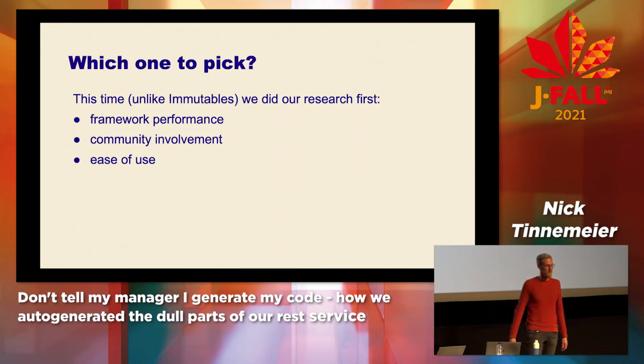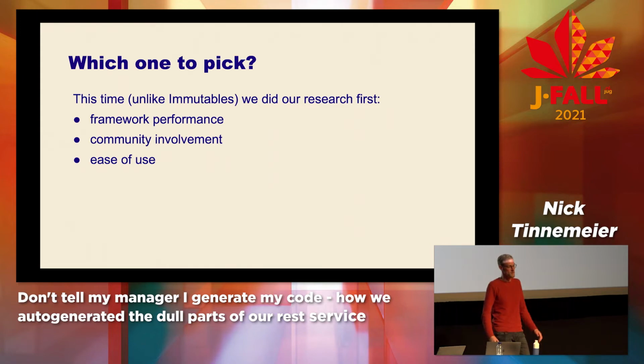Well, this time, unlike Immutables, we did our research first. So we first had a look at framework performance, because yeah, performance is really important to us. We had a look at community involvement, how many people are actually contributing to the project, how alive is the project still. And finally, we had a look at ease of use, because yeah, I mean, replacing one tedious task by another, that doesn't make sense, does it?